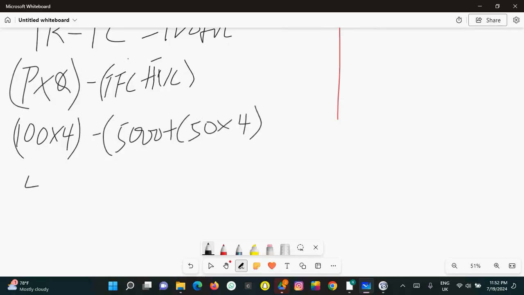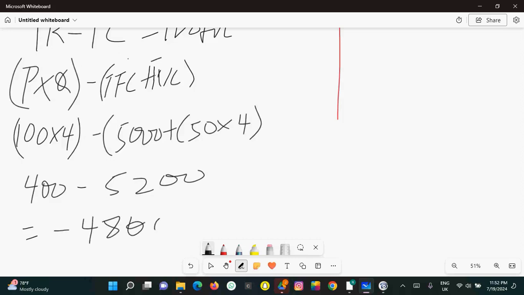And then we are getting 400 here minus 5200 here. In total, we are getting negative 4800. So the firm is running a loss of $4,800, right? So they can ask you, should the firm still produce whilst making this kind of loss? And then your answer should be based on that.